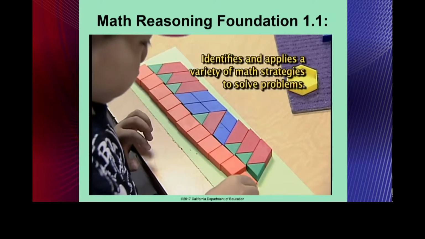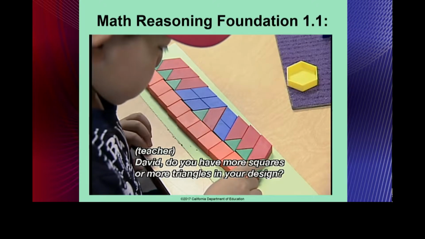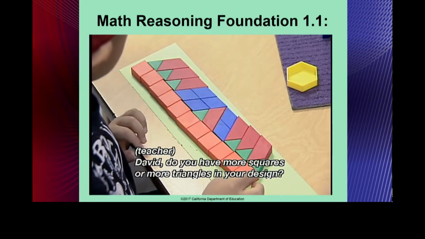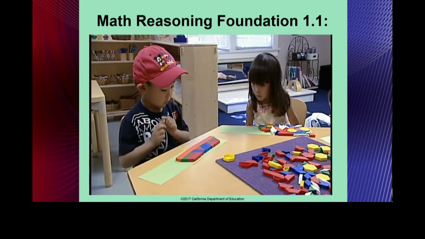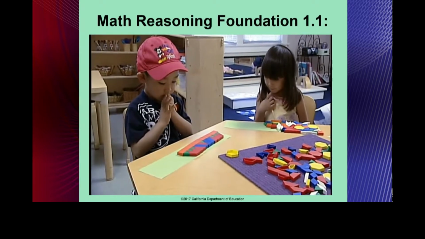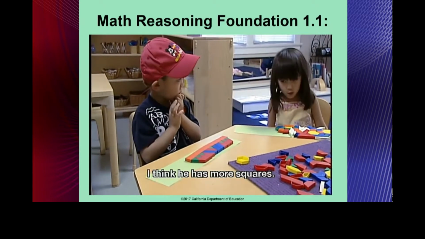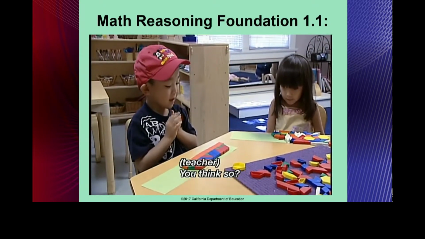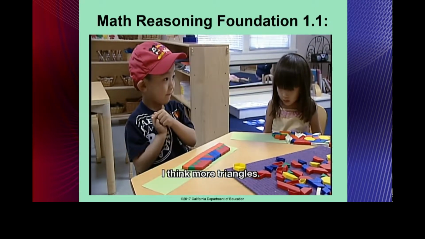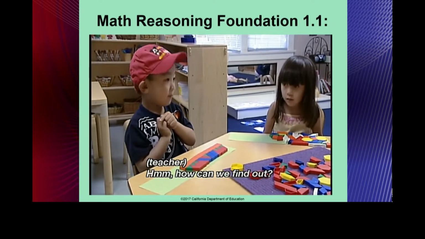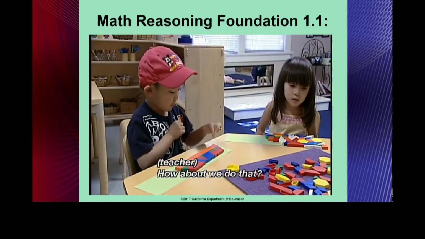I can see that. David, do you have more squares or more triangles in your design? I think he has more squares. You think so? I think more triangles. How can we find out? By counting. How about we do that?